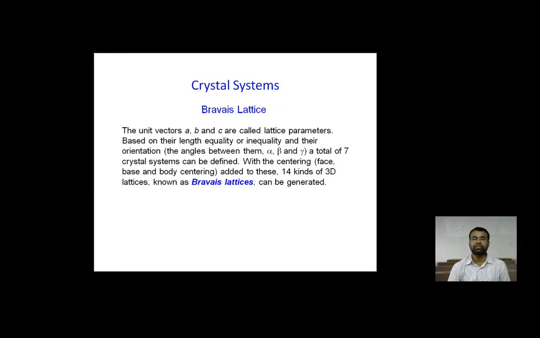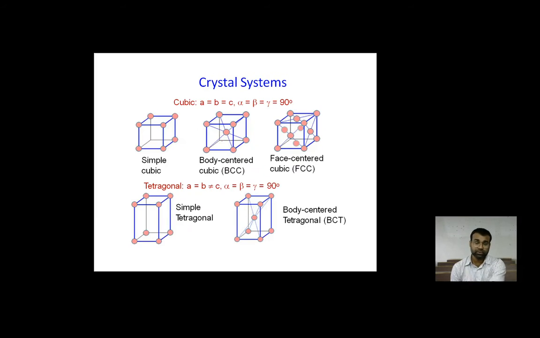So what is Bravais lattice? In the Bravais lattice, the unit vectors A, B, C are called the lattice parameters, based on their length equality or inequality and their orientation, the angles between them, alpha, beta and gamma. A total of 7 crystal systems can be defined. With the centering, the face, base and body center added, 14 kinds of 3D lattice known as the Bravais lattices can be generated. These crystal structures come from the unit cell, defined by the crystal system.